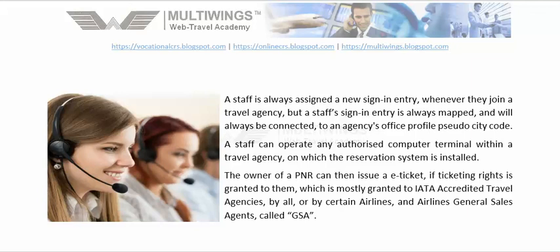A staff is always assigned a new sign-in entry, whenever they join a travel agency, but a staff's sign-in entry is always mapped, and will always be connected, to an agency's office profile Pseudo City code. A staff can operate any authorized computer terminal within a travel agency, on which the reservation system is installed. The owner of a PNR can then issue an e-ticket, if ticketing rights are granted to them, which is mostly granted to IATA-accredited travel agencies, by all, or by certain airlines, and airlines' general sales agents, called GSA.